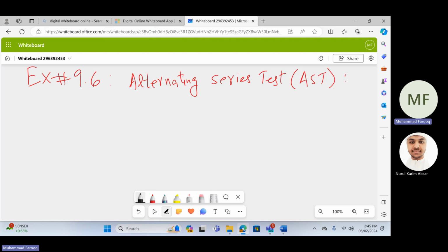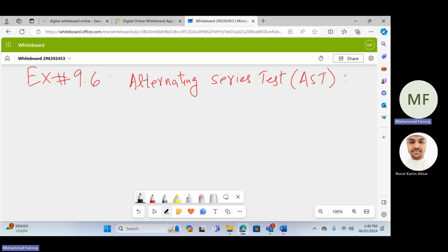Alternating series test. Okay, how does it work? What are the rules and calculation? If you look at the name, alternating series, I told you already which series are called alternating: those whose signs differ, positive, negative, positive, negative. And how do you understand that in the question? If you have minus 1 power n, or minus 1 power n plus 1, it is understood this series is alternating.